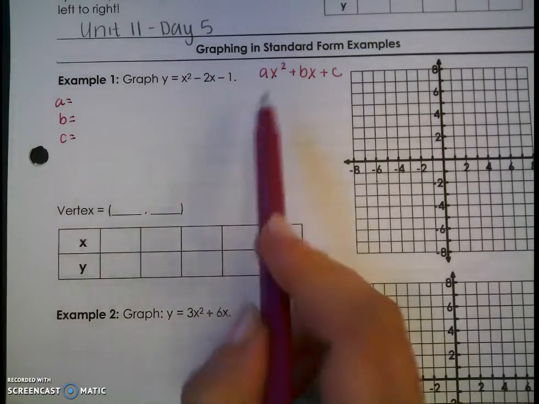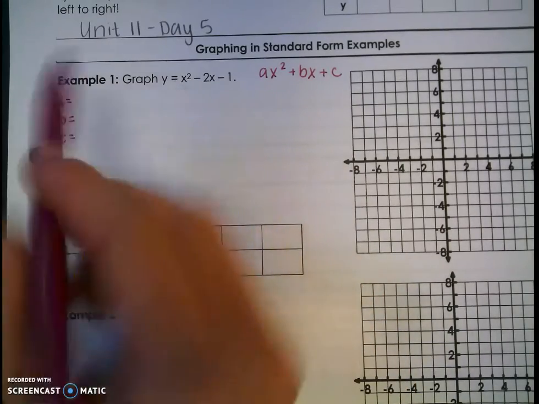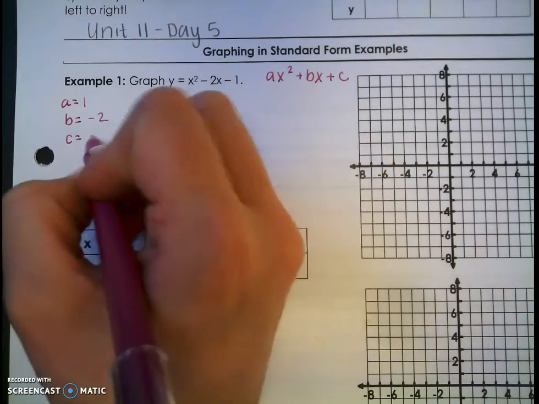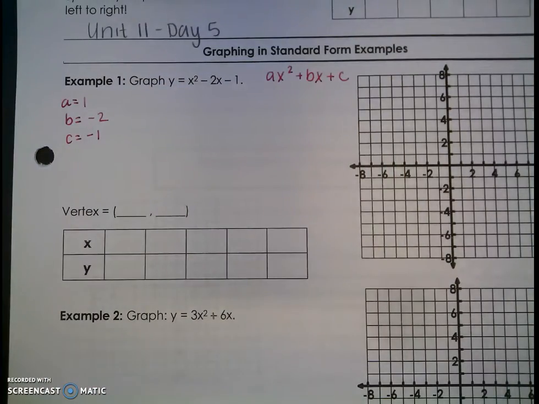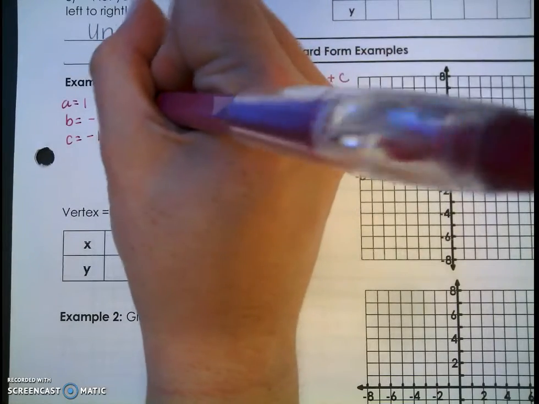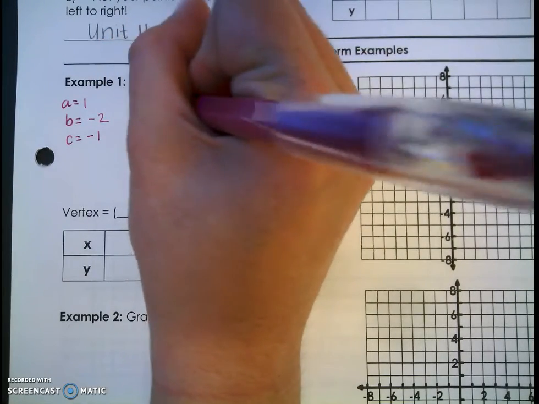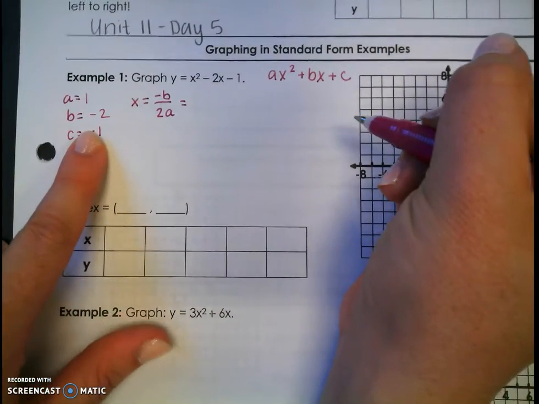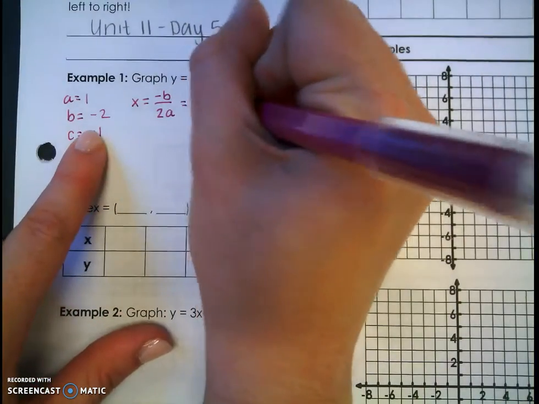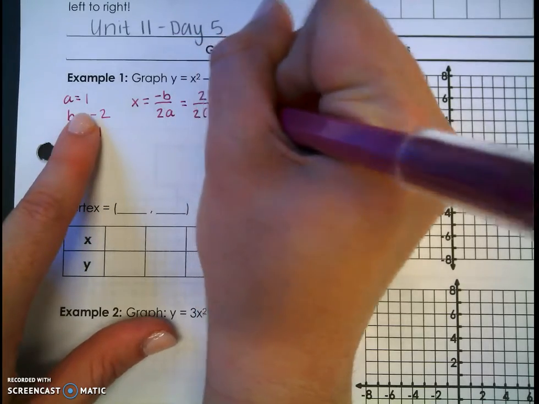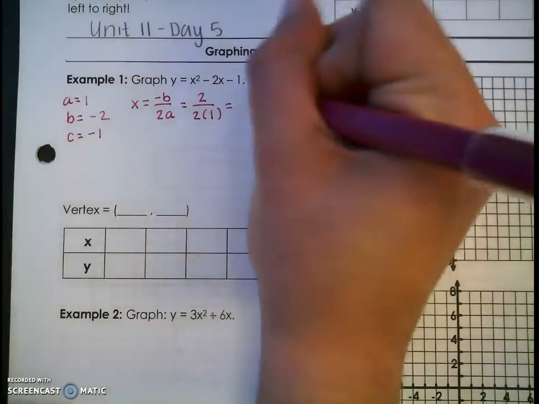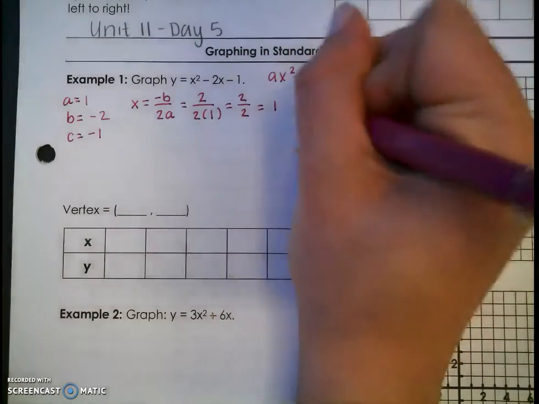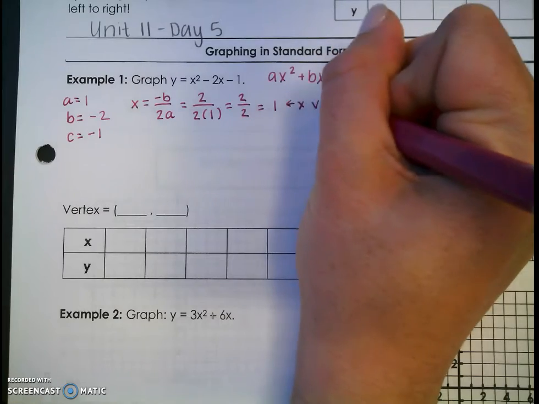So in front of my x squared here, is that imaginary 1? In front of my x is a -2, and my constant is -1. So the first thing that you do is you find your x value of your vertex by doing the opposite of b over 2 times a. Here my b is -2, so the opposite of that is +2 over 2 times 1. 2 times 1 is 2. 2 divided by 2 is 1. So that's the x value of my vertex.